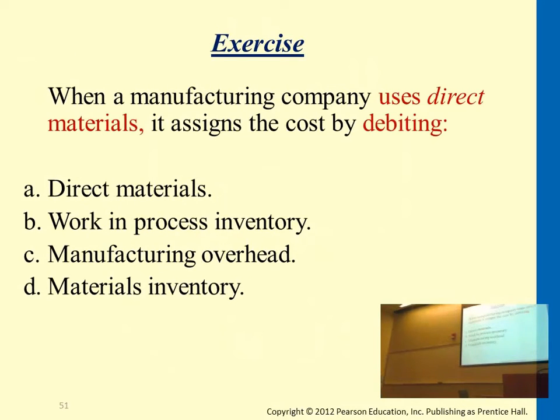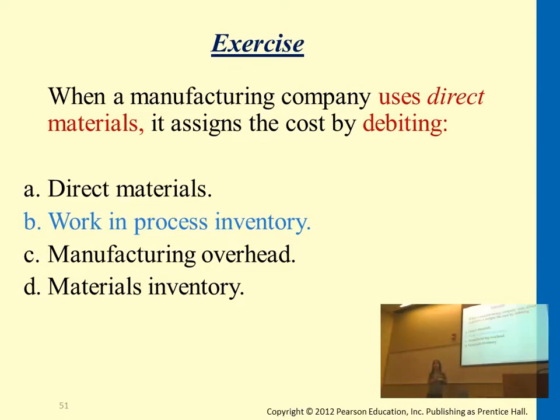Okay, next question. When a manufacturing company uses direct materials, it assigns the cost by doing what? Work in process inventory. Using direct materials flows into work in process. So the debit side is work in process, the credit side will be materials. We decrease assets, turning it into another type of asset account, work in process inventory, when we use the materials.